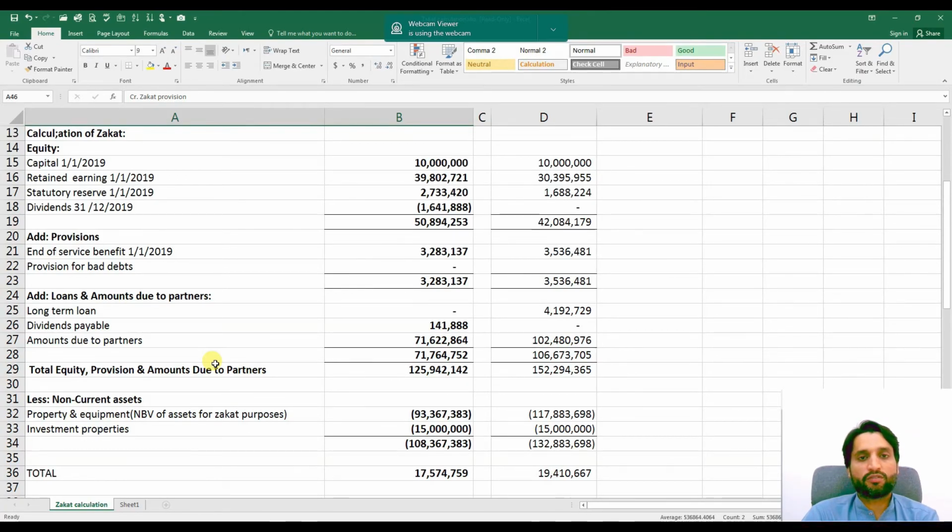I will share this Excel sheet with you also. Please look into it and you will be able to calculate your provision every year before any hesitation or before checking the Zakat portal.